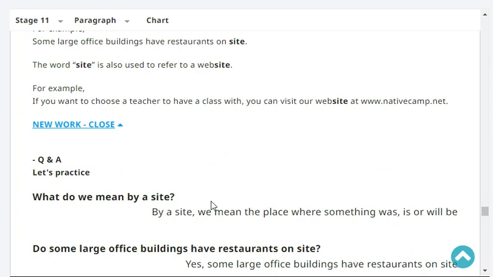Let's practice. What do we mean by a site? By a site, we mean the place where something was, is, or will be.